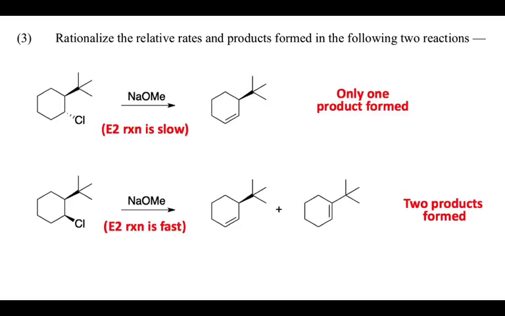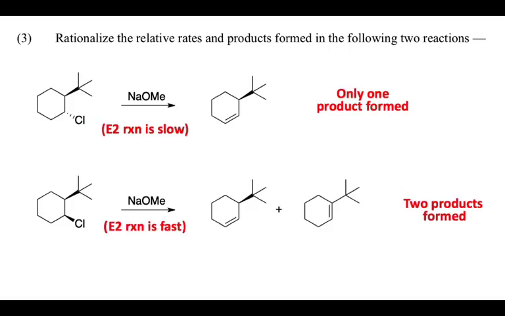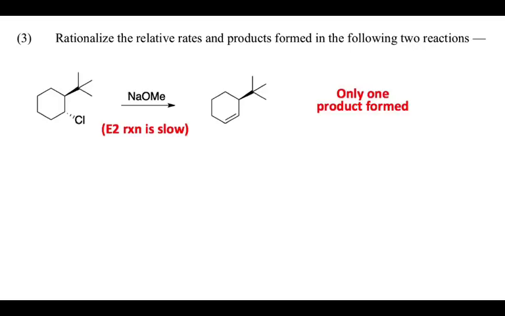Does anybody want to try? So with this substrate, we have an E2 reaction which is really slow, and only one product is formed. You want to try it? So what I did is I drew it again here on the next slide, so we have some more space. I'll get it to you. Give it a shot.